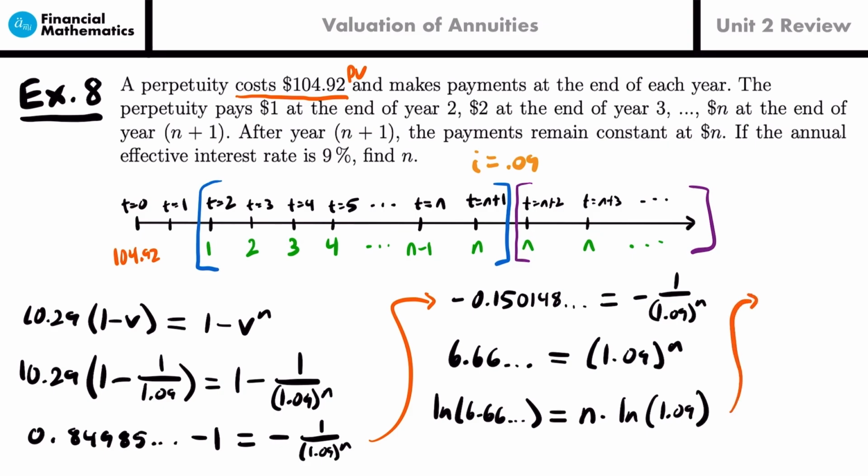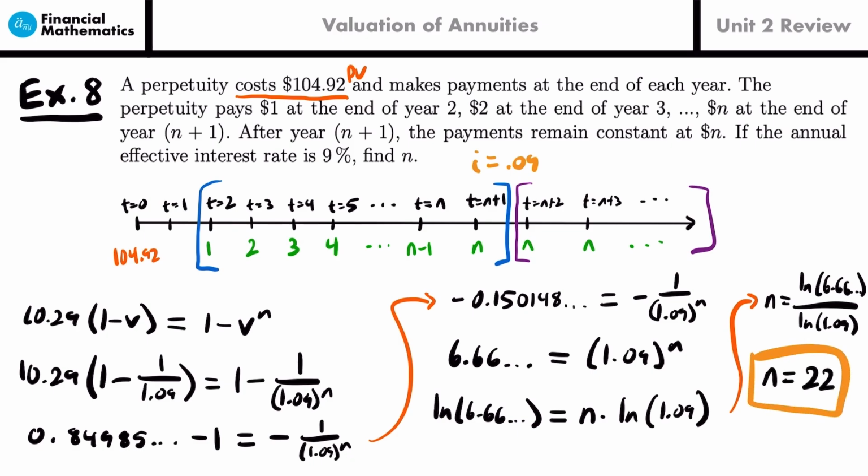And so our final calculation is that n is equal to the natural log of 6.66 and some more decimals divided by the natural log of 1.09, right? You divide both sides by the natural log of 1.09 to isolate n and solve for it. And so if you plug this in your calculator, you should get that n is equal to 22. That is the final answer to this problem.